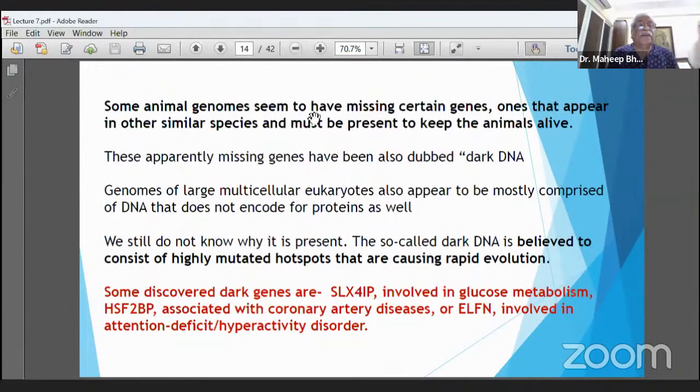It is said that some animal genomes seem to be missing certain genes, ones that appear in other similar species and must be present to keep the animals alive. Okay, and these missing genes are basically dubbed dark genes. A large number of such genes have actually been identified. For example, one gene known as SLX4IP, which was long considered to be involved in glucose metabolism.